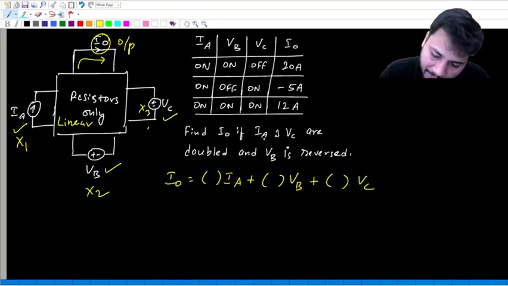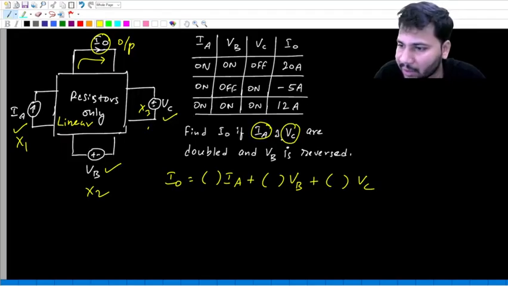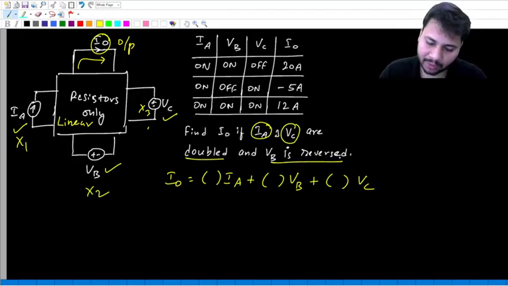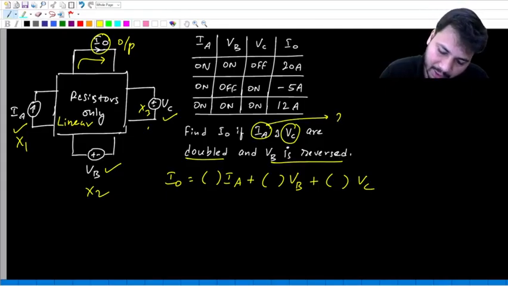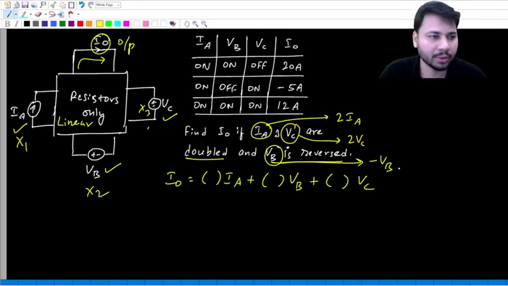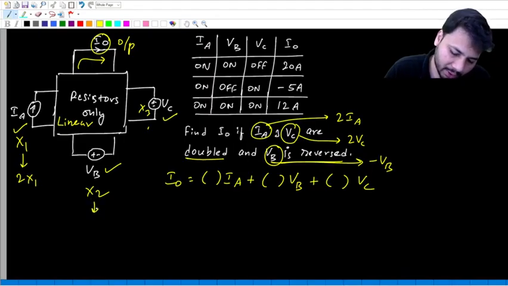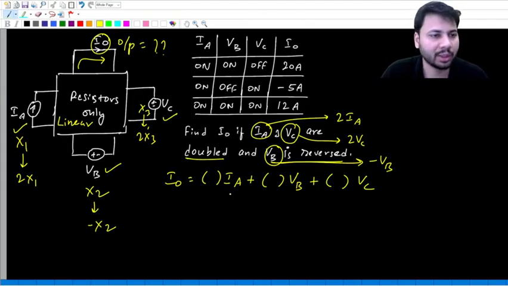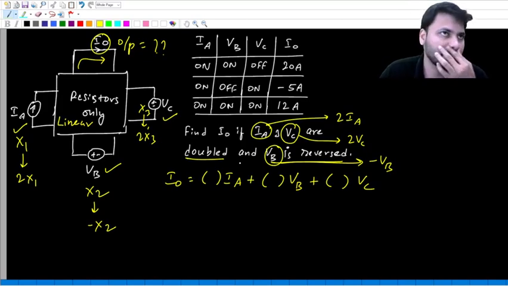Find the same output if IA and VC are doubled, and VB is reversed. IA and VC doubled means IA becomes 2 IA, VC becomes 2 VC, and VB becomes minus VB. In other words, X1 becomes 2 X1, X2 becomes minus X2, and X3 becomes 2 X3. Then what does the output become? I hope you have understood the question. This is completely based on the linearity of the circuit. The property of a linear circuit is that the output is a linear combination of the various inputs.